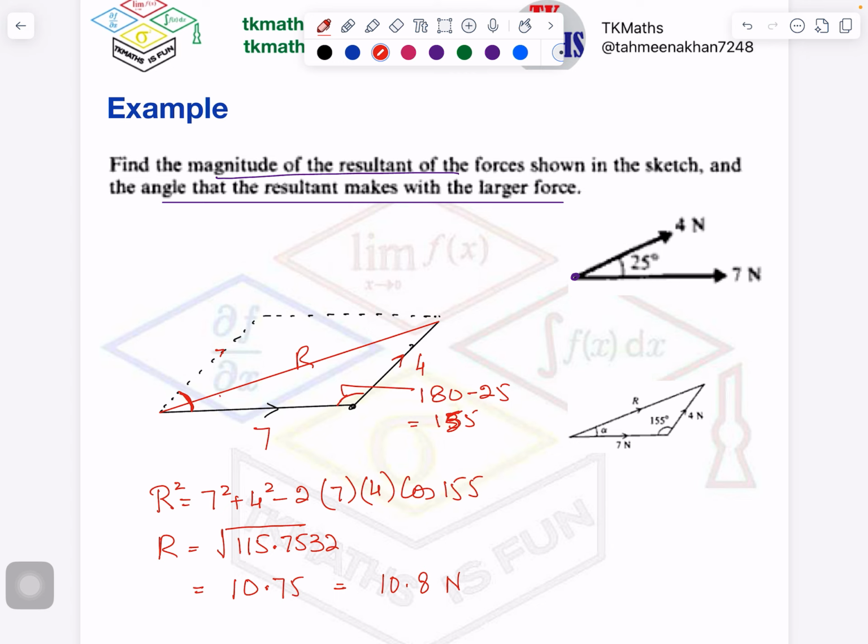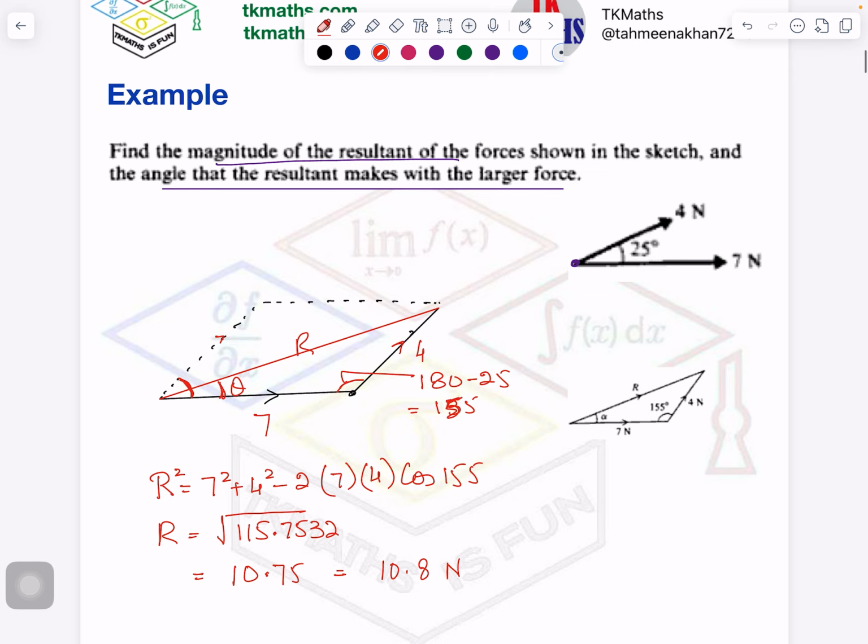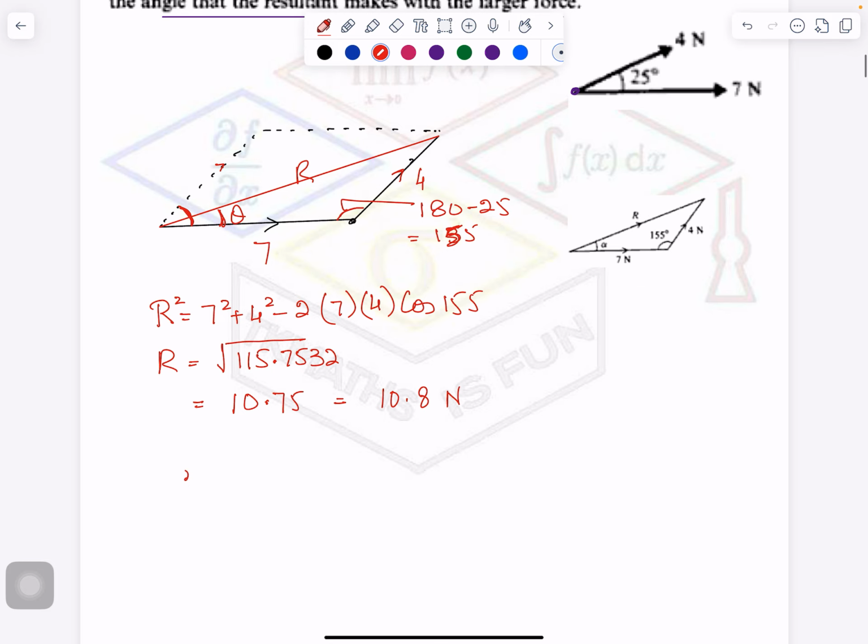And you have to find out the angle it makes with the larger one. So you have to calculate this angle. So again, it is easy. You can apply the sine rule, right? So you can do sine theta over 4 is equal to sine 155 over.